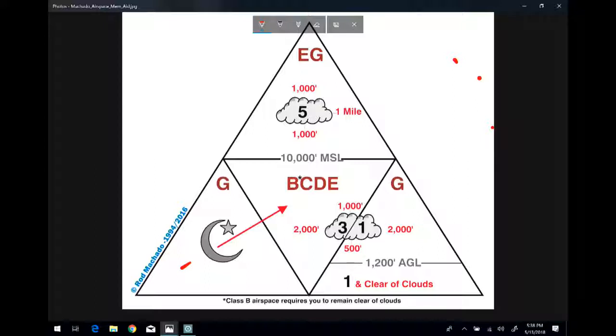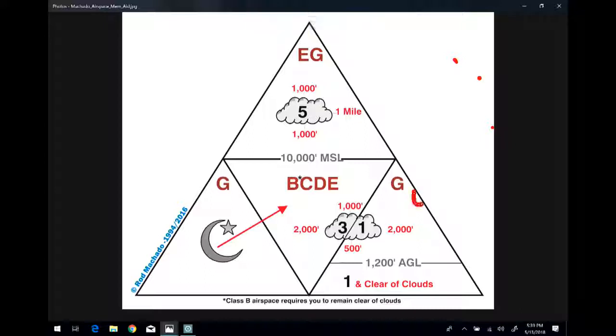So now, during the night in Class Golf airspace, Golf reverts back to the VFR weather minimums for Bravo, Charlie, Delta, and Echo airspace, meaning 3 statute miles visibility and 500 feet below, 2,000 feet horizontal, 1,000 feet above the clouds. That is in Class Golf at night.